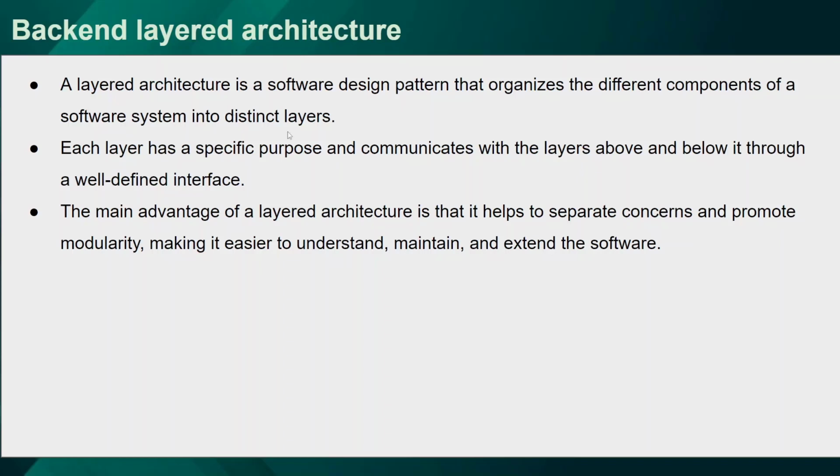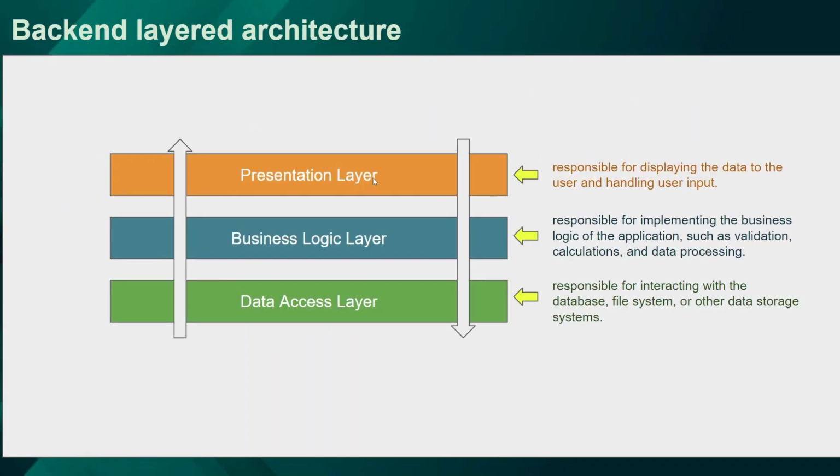Once these layers have been clearly defined, they will have a specific purpose, and each layer can communicate with the layer above or below it via well-defined interfaces. If you look at a diagram, layered architecture is something like this. In this diagram you can see there are three main layers. The first one is the presentation layer, the second one is the business logic layer, and the third one is the data access layer. Each layer is dedicated to a specific purpose.